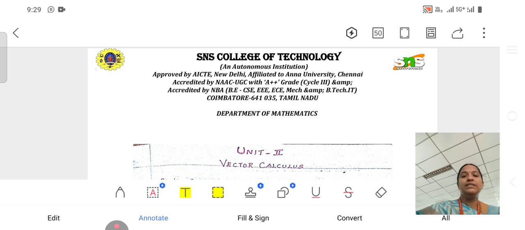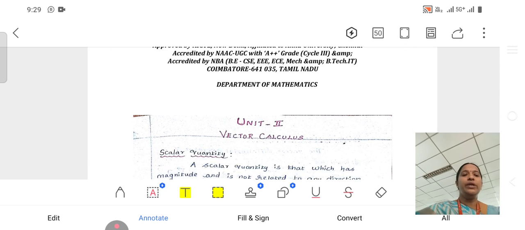Today we are going to discuss about vector calculus. Last class we discussed about multiple integrals and some of its applications. Today we are going to discuss about vector calculus. First, let's see the definition of scalar and vector quantity.